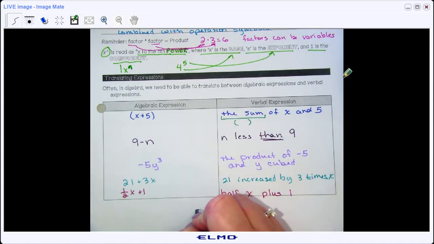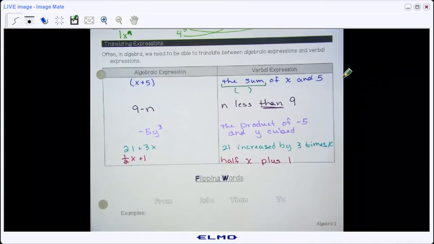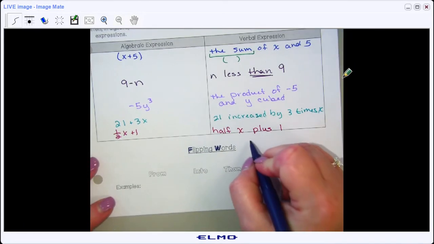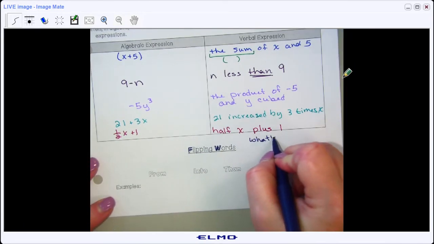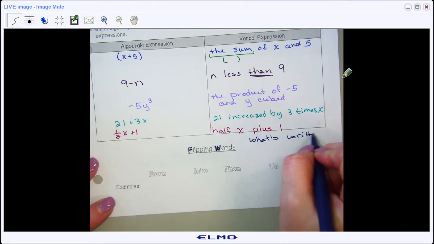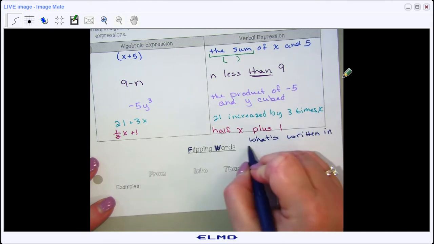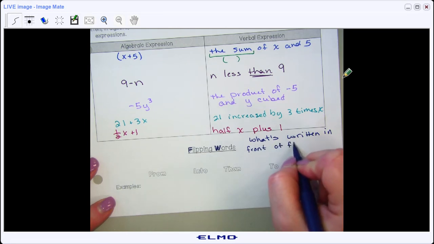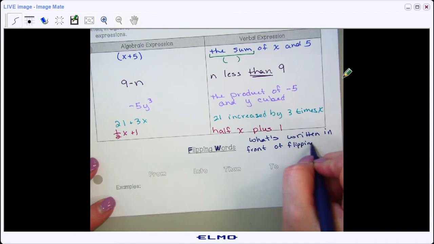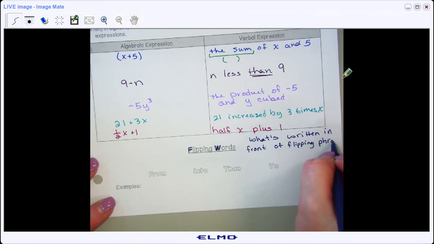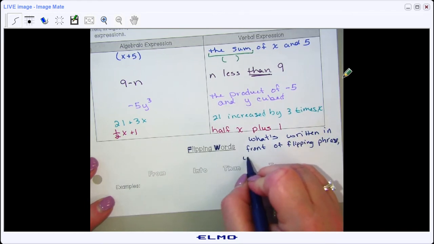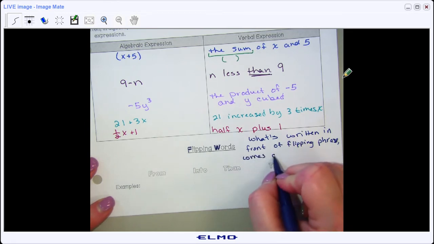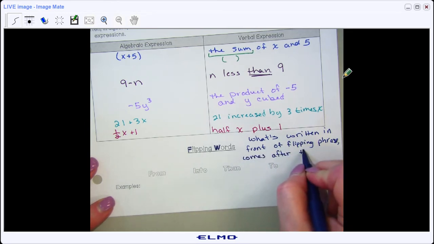So next we have, when we are translating back and forth, which is what we're going to be practicing with these notes, we have certain words that are called flipping words. So what that means is what's written in front of the flipping phrase comes after the operation.